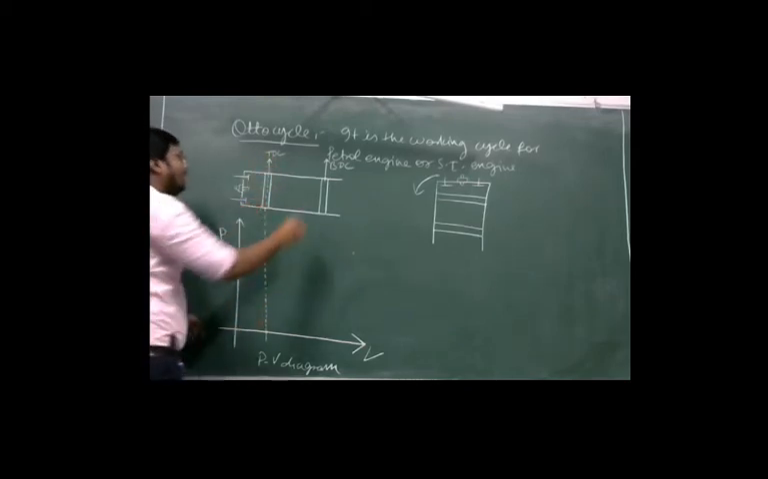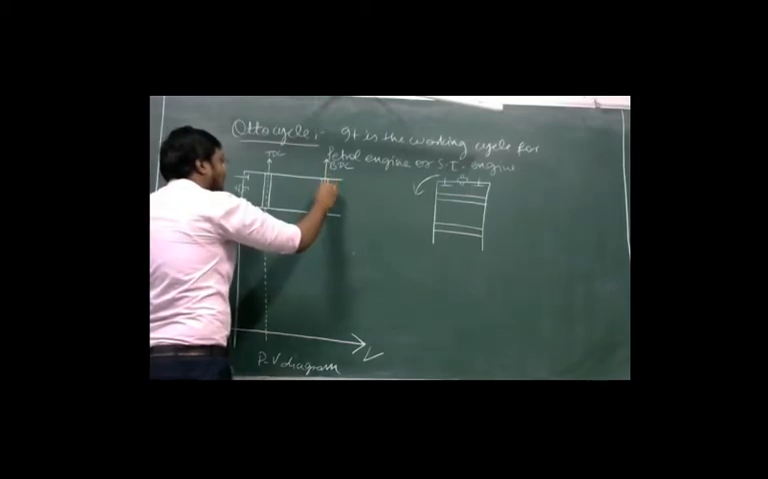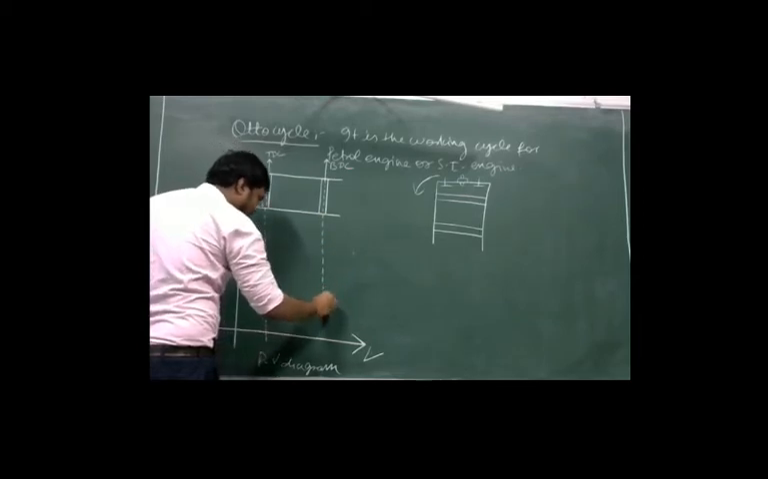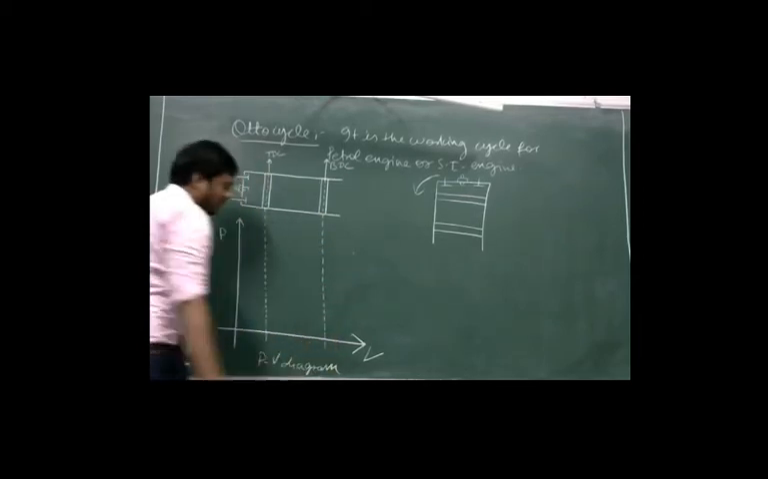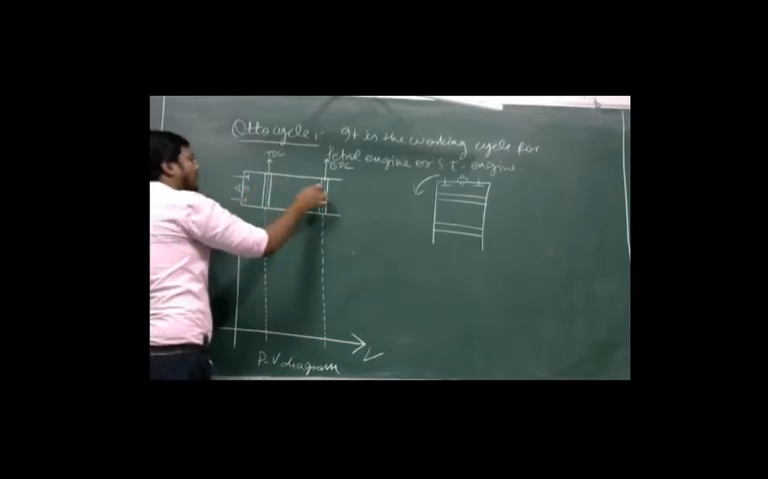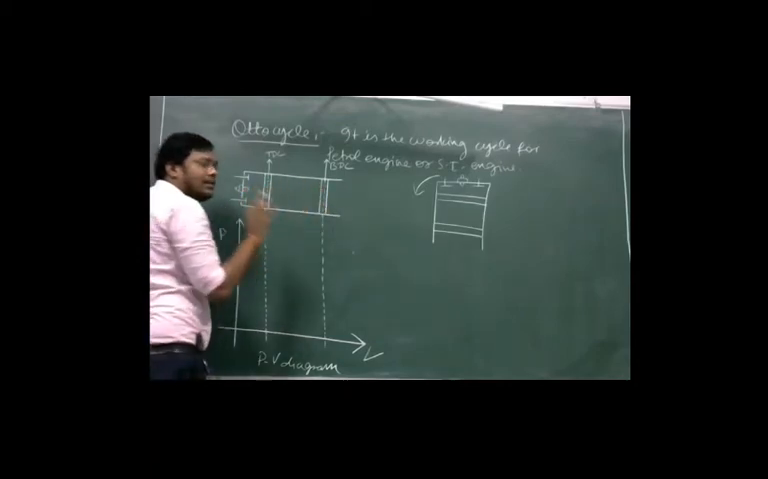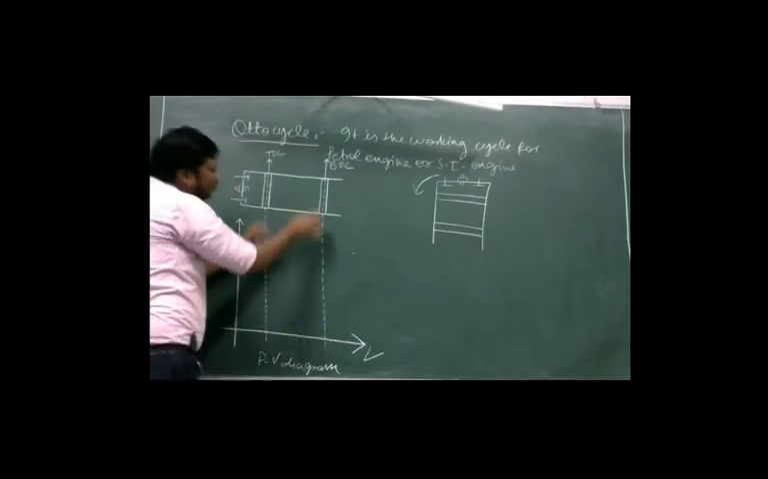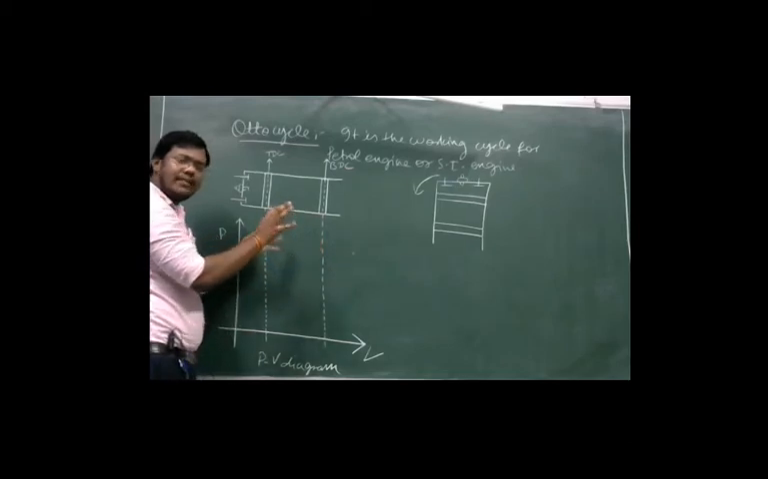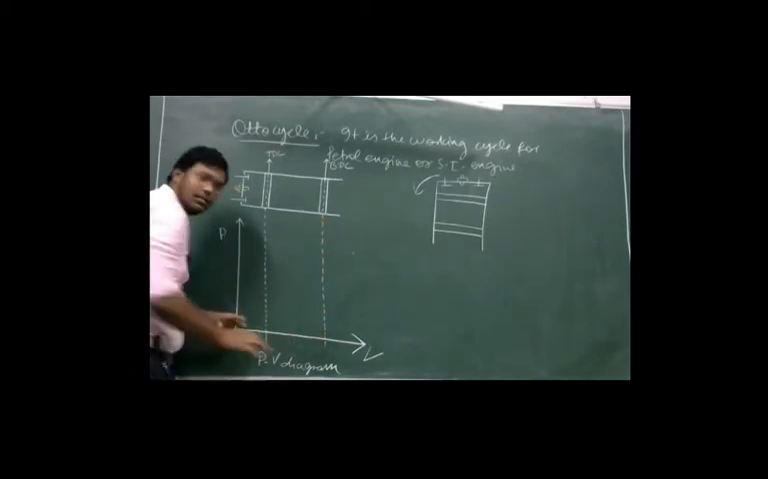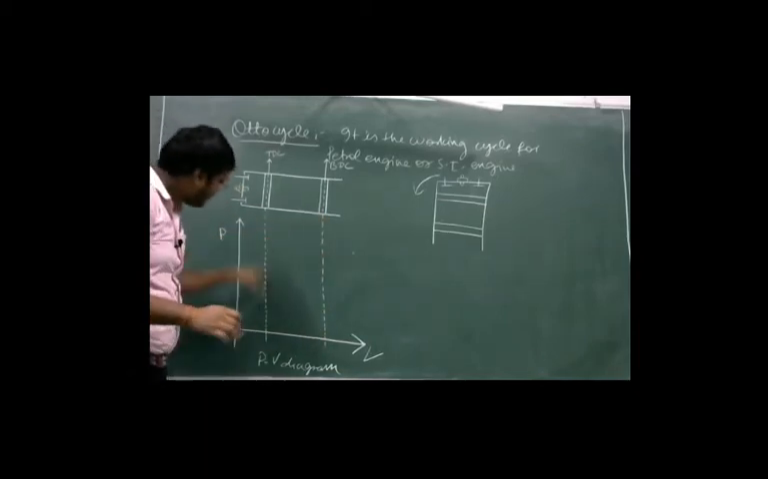And from the BDC position, if we draw a line corresponding to the BDC position, this line represents the BDC position of the piston. The piston is moving from TDC to BDC or BDC to TDC, means the piston is traveling between these two lines. So all the working processes will take place between these two lines only.